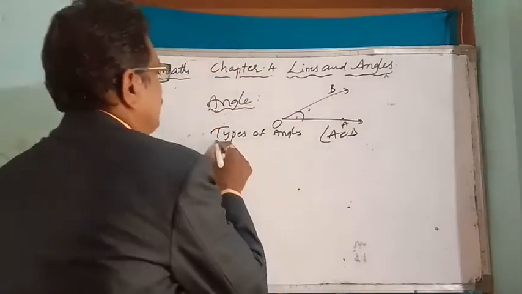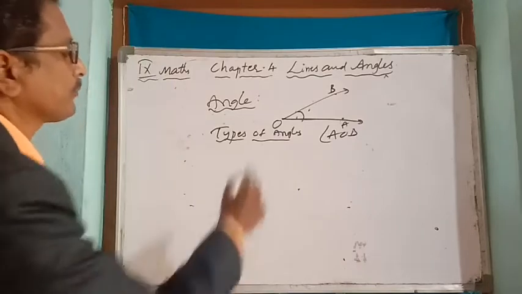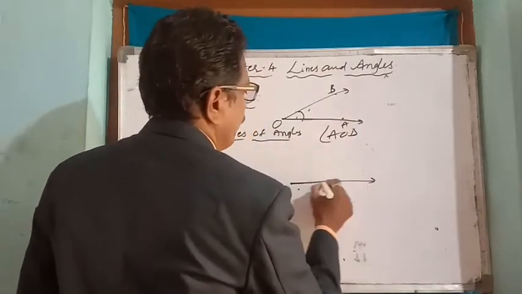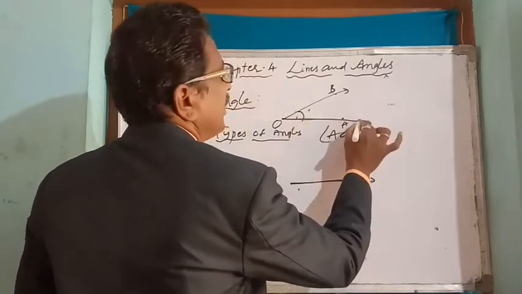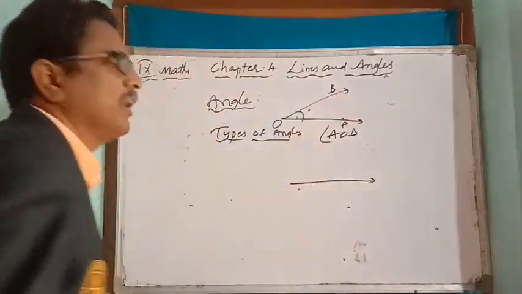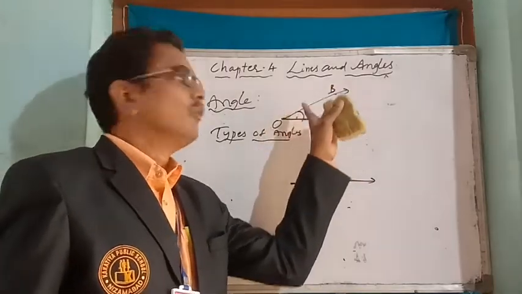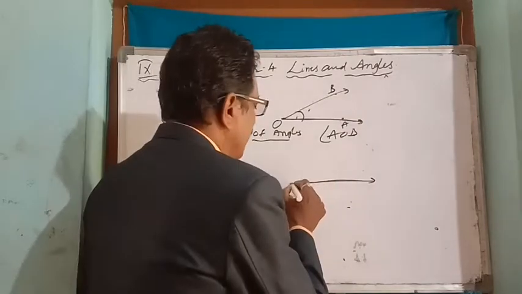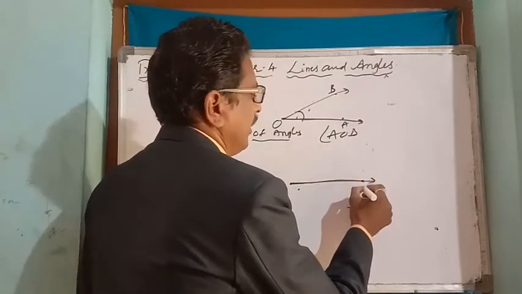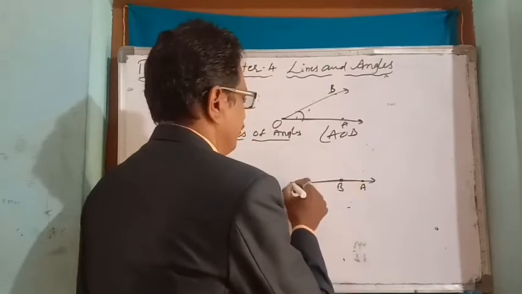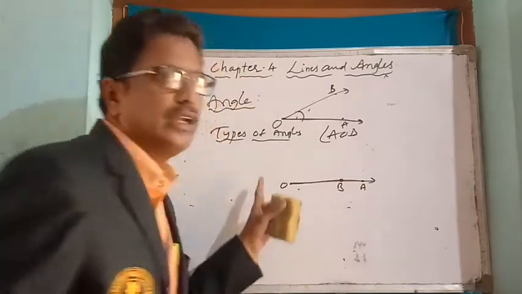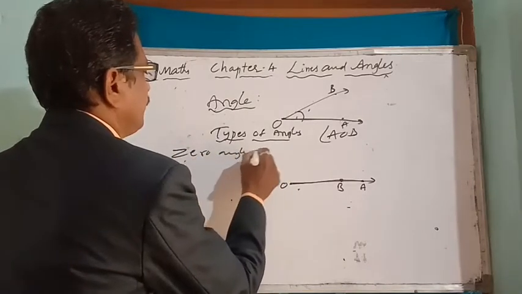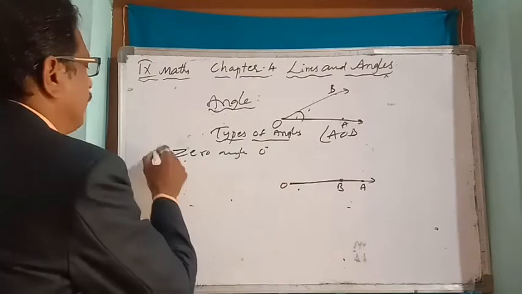So, what are the types of angles? See here, this is OA and OB. OA is the initial ray and OB is the terminal ray. Those two are on the same line, the same ray, and both coincide. So this is called a zero angle.